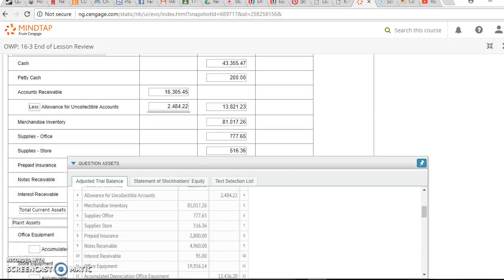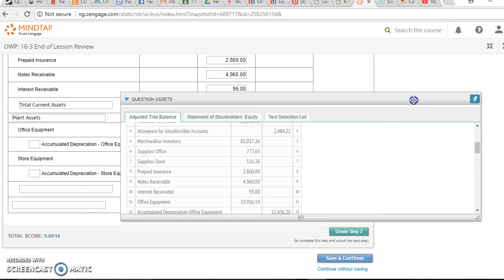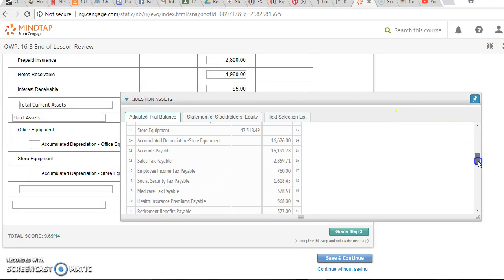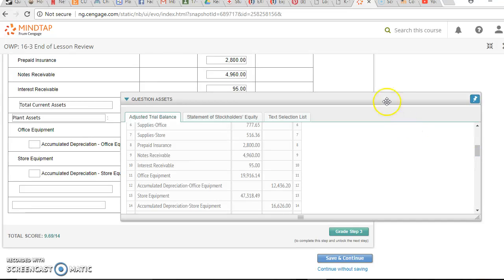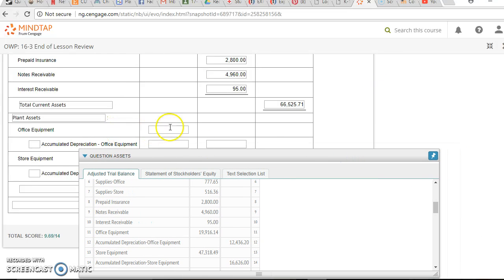Okay, so I'm going to pull this balance down here so I can look at it. Okay, so if you pull those down, office equipment is 19,916.14, and then we're going to less accumulated depreciation. It's going to reduce our asset 12,436.20. So we're going to subtract those two. So 19,916.14 minus 12,436.2 is 7,479.94.